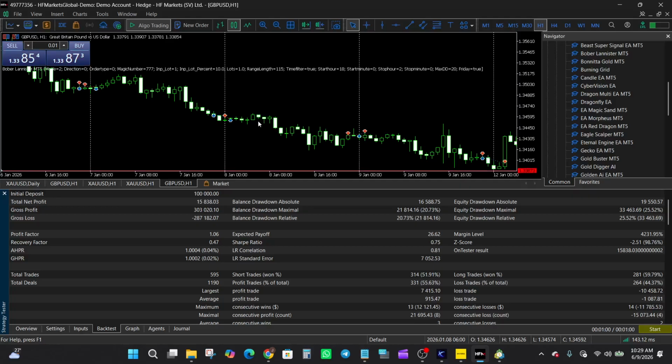But overall, Lannister EA for MT4 and MT5 presents itself as a fully automated night trading system with multiple operating modes, flexible risk controls, and long-term testing guidance from the developer. Before considering live use, it's important to perform your own testing and optimization to evaluate whether its behavior and risk profile match your trading goals.